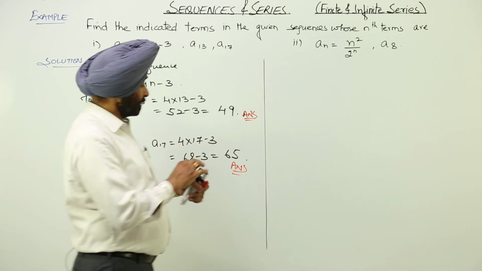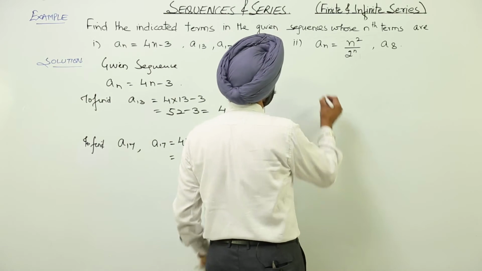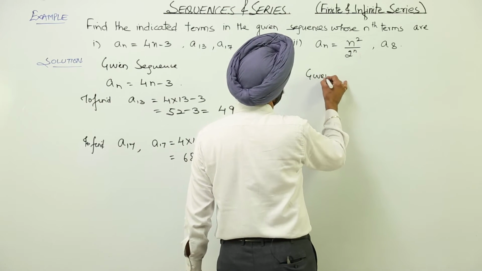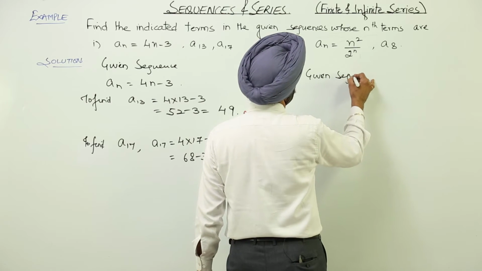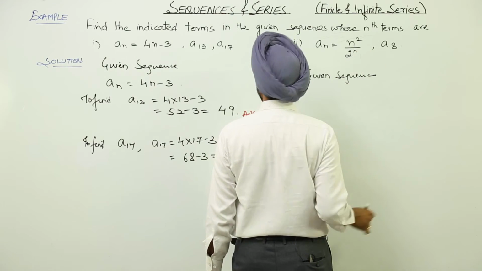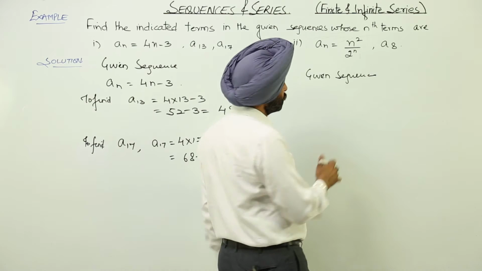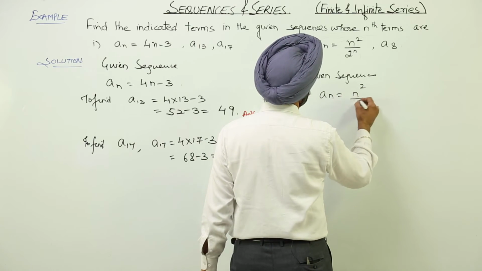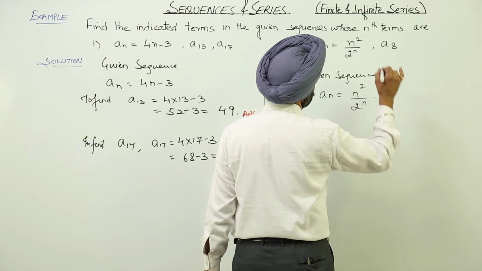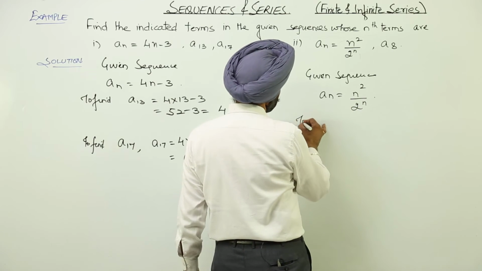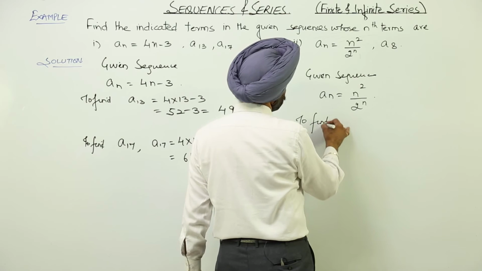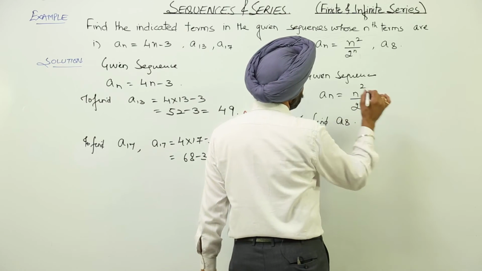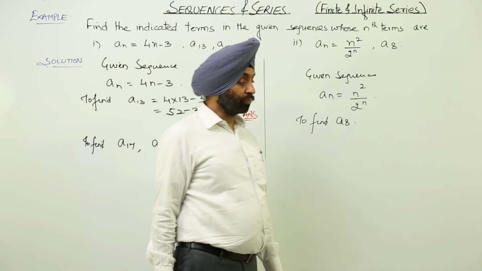Now for the second part, here we have the given sequence's nth term. Okay. So we are having an is equal to n square upon 2 raised to power n. Now to find A8, that means n equals 8, we have to find a8.